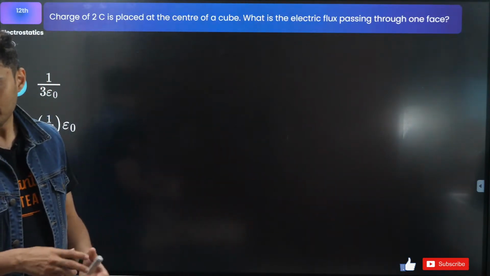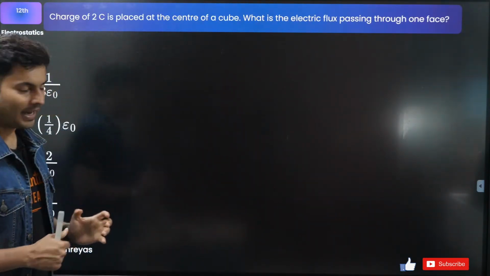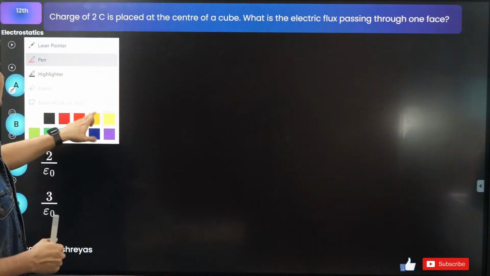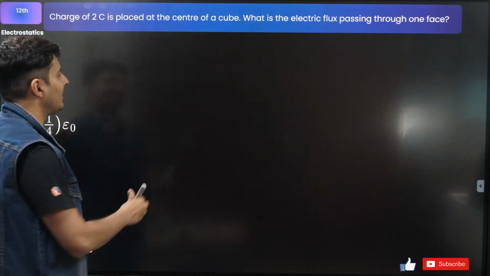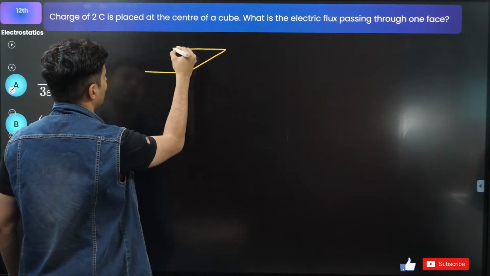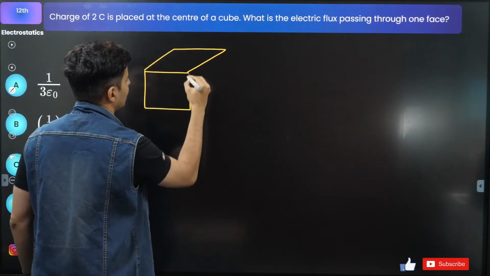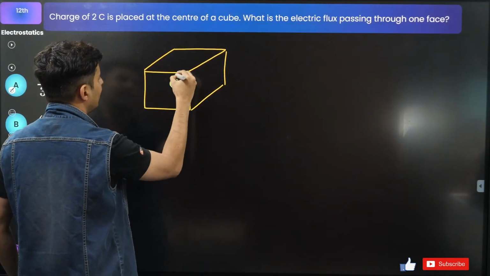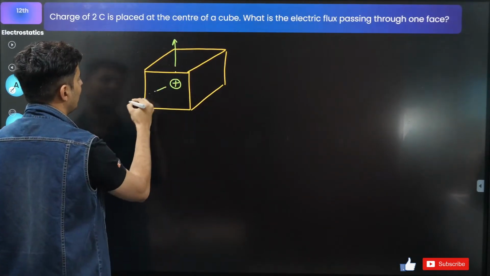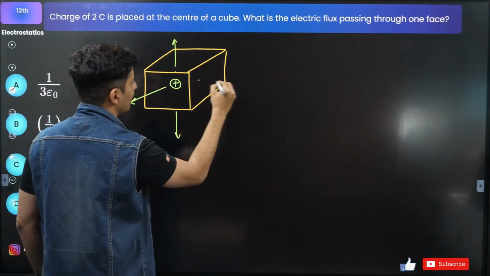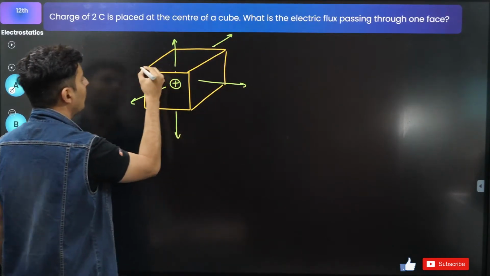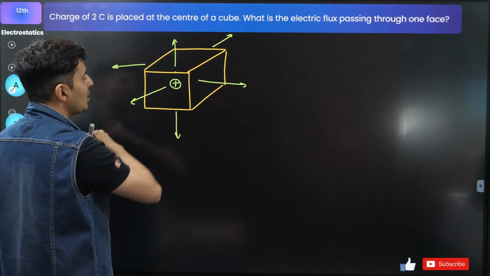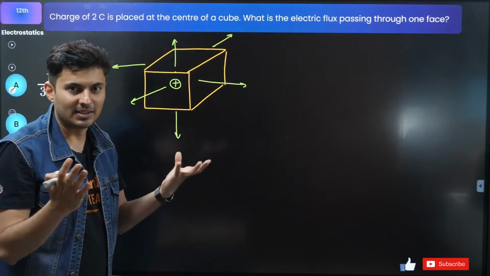Okay, so let's see if you guys can solve this. A charge of 2 Coulomb is placed at the center of a cube. So if you take a cube like this, and you place a charge exactly at the center, what will happen? Some flux will come here, some flux will come here, some flux will go behind, some flux will go this side. So in all the 6 faces it will go.